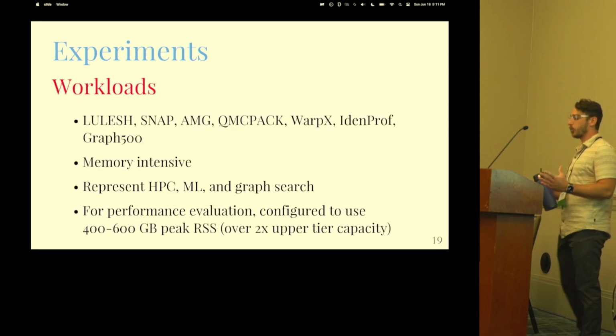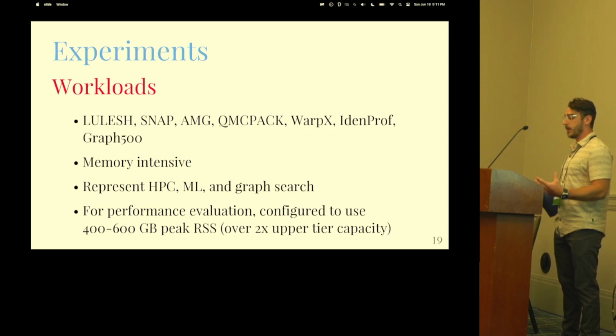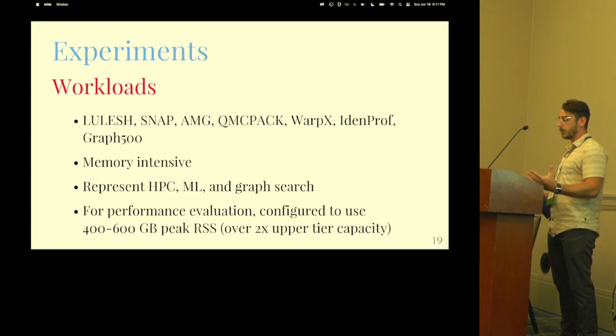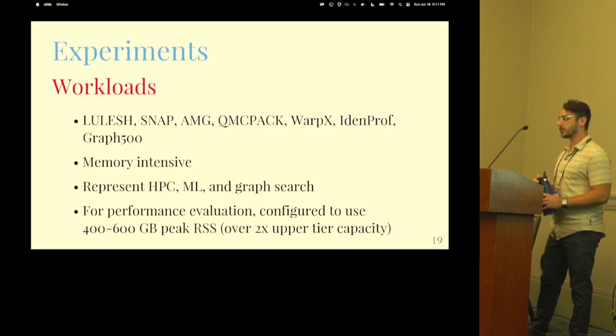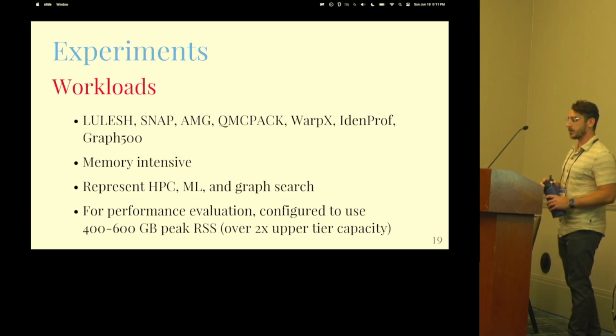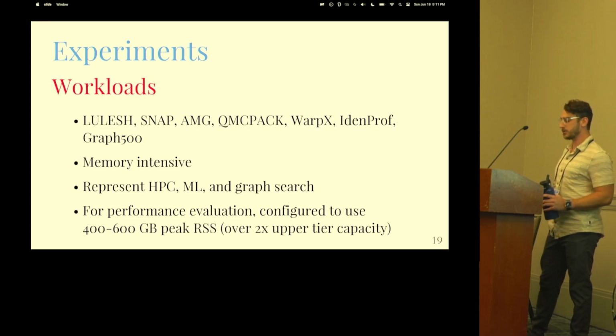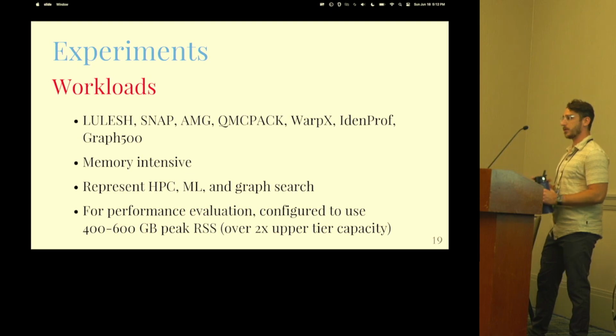This is the list of the workloads that we tested against. I'm not going to go through the list, but the key idea here is that these are all memory-intensive applications. They represent a few different fields like high-performance scientific computing, machine learning, and graph search. And we configured them to use about 400 to 600 gigabytes of peak RSS for our performance evaluation. The idea there was we wanted to get well above our upper tier's capacity, right? So we would have to spill over into another device.